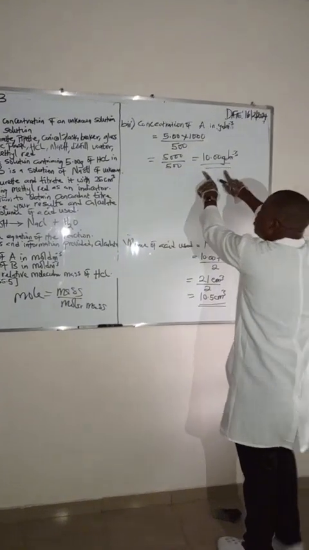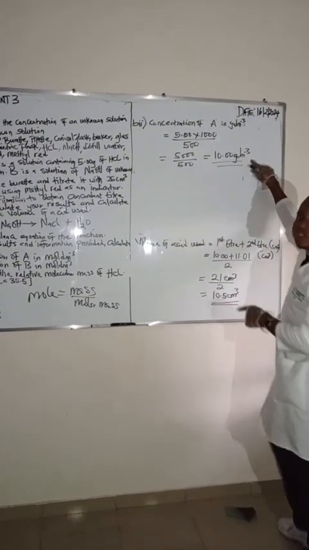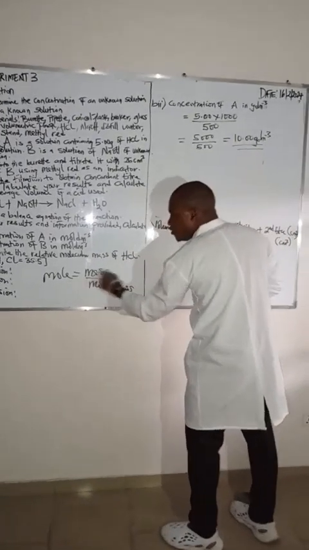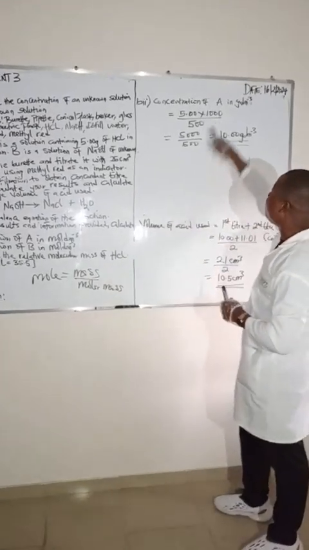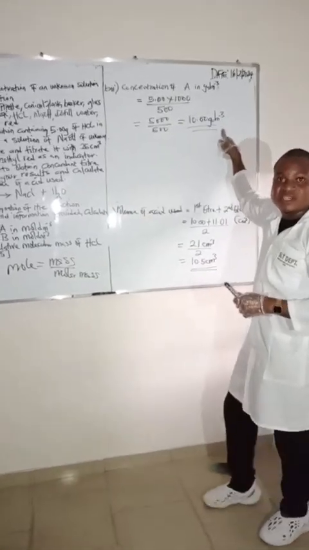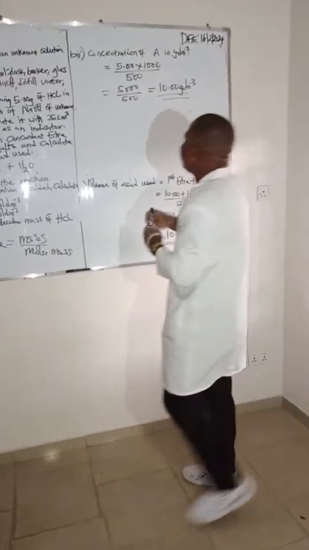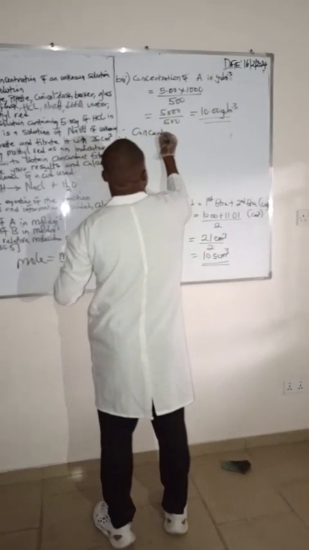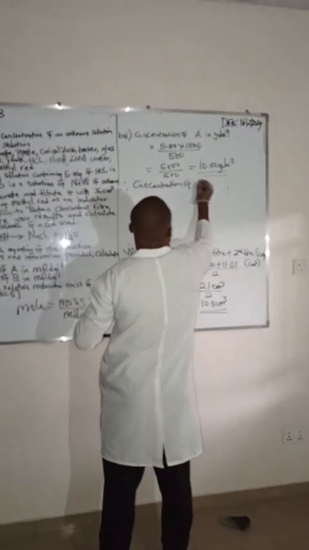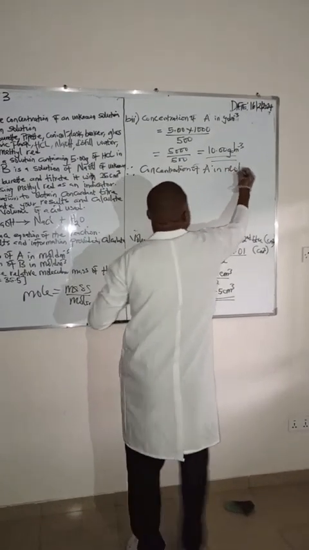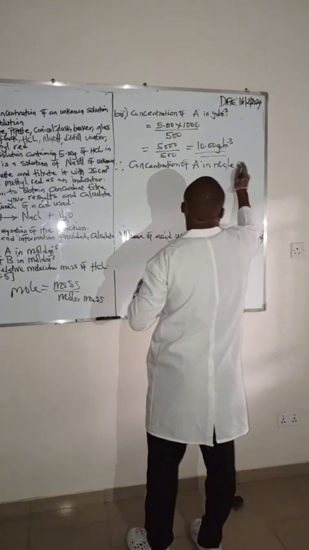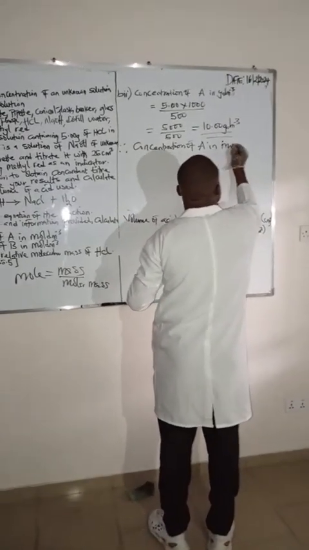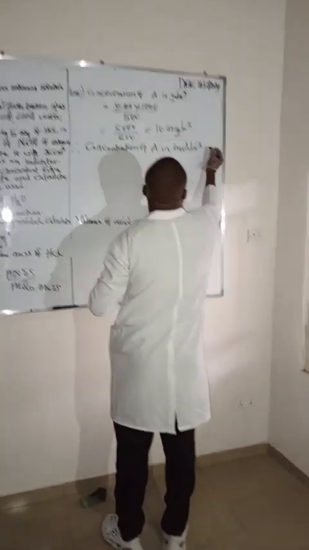So now we have converted to gram per dm cube. So we have 10.00. We cannot use the formula mole is equal to mass over molar mass, because we have converted to standard volume. So therefore, the concentration of A in mole per dm cube will be equal to.